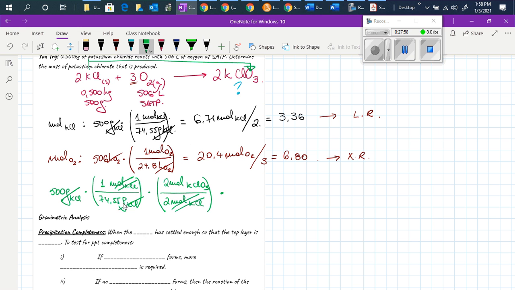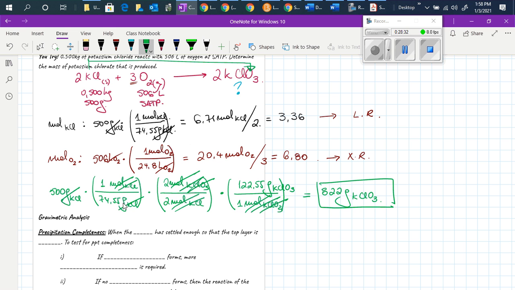Now using the molar mass, that is 122.55 grams of potassium chlorate per 1 mole of KClO3. So moles of potassium chlorate cancel out, and we have grams. So it will be 822 grams of potassium chlorate produced.